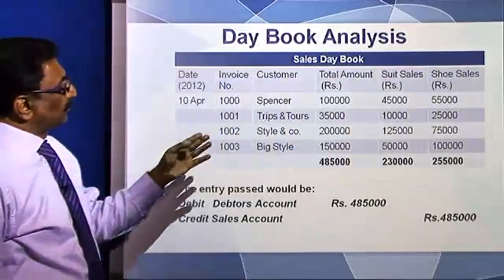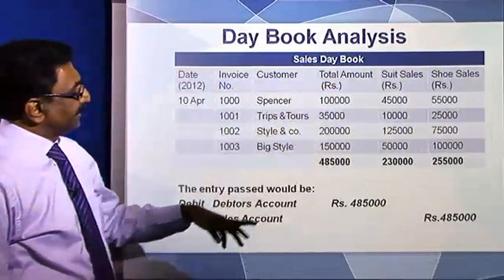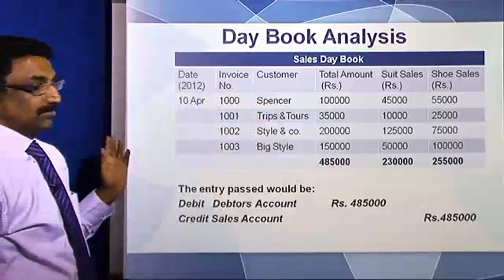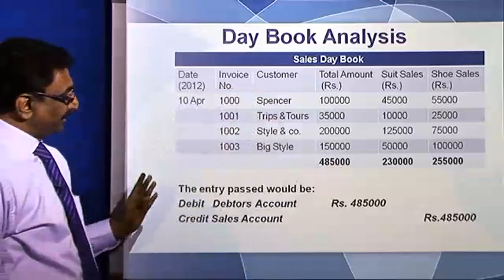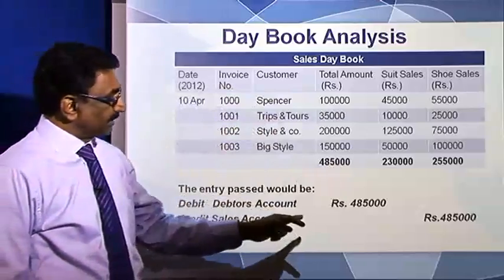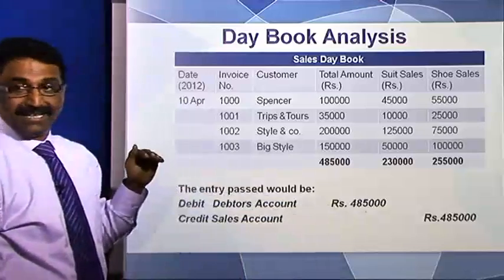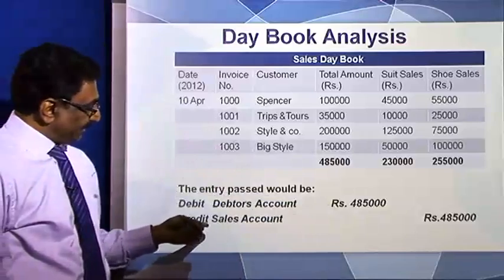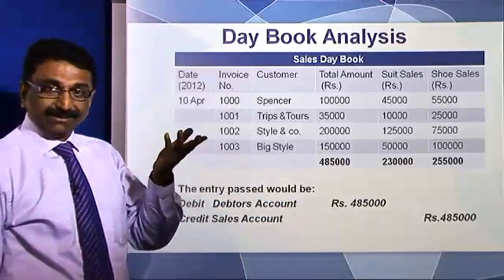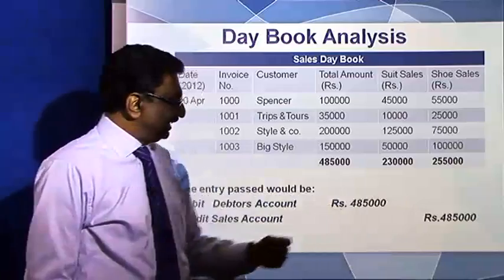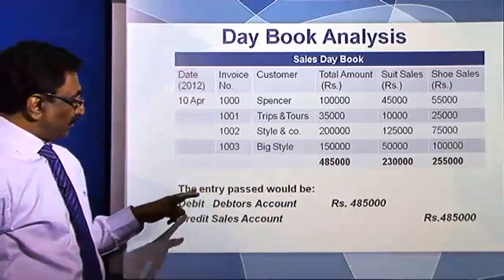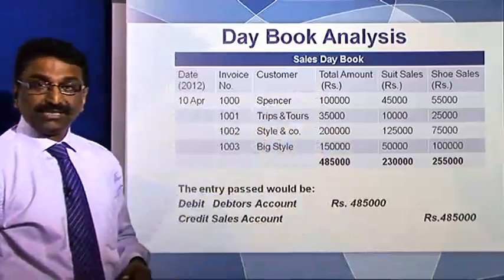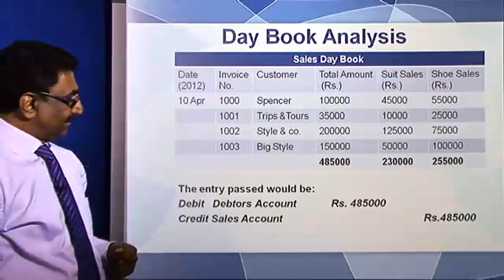Let's take the sales day book. We know that the total of credit sales that have been done is 4,85,000, and we have all these as debtors. So an asset has increased, so debit the asset account, which is your debtors account, with 4,85,000. Income has happened, and the obligation to receive income has happened, and therefore the sales has happened. Income increase means credit the income account, which is the sales account. So this is something that we can do: use the day book and post the transactions in the concerned ledger.